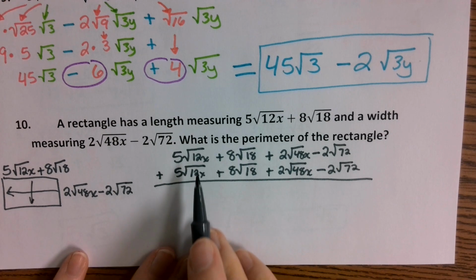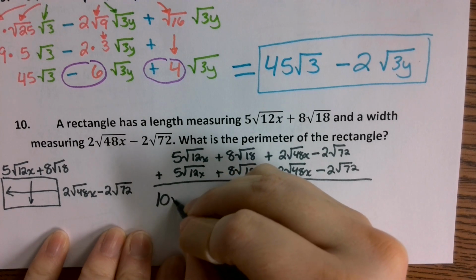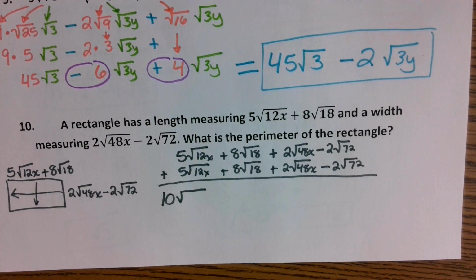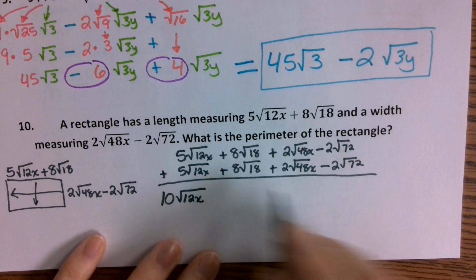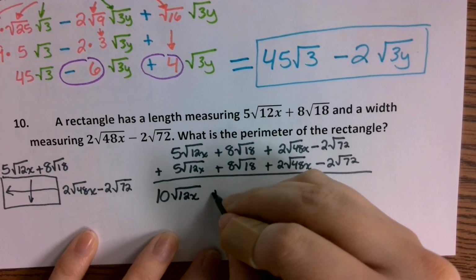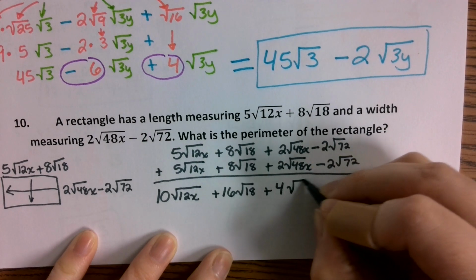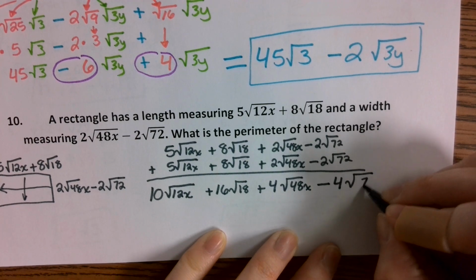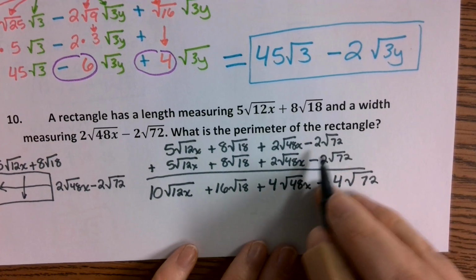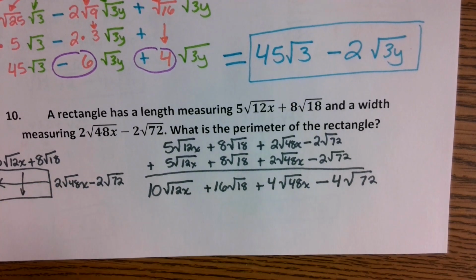What do you think 5 square root of 12x plus 5 square root of 12x is going to give me? 10. Not 24x. Remember, we don't change the radical. The radical stays as it is. So it's 10 square root of 12x. What about for here? This would be 16 square root of 18. Plus, this would be 4 square root of 48x. This would be minus 4 square root of 72. Right? The minus and the minus, when we combine them together, it's just a negative 4 square root of 72. So now we just have to focus on simplifying these out and then combining any like terms that we can.